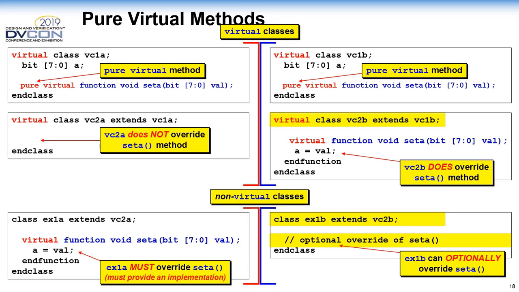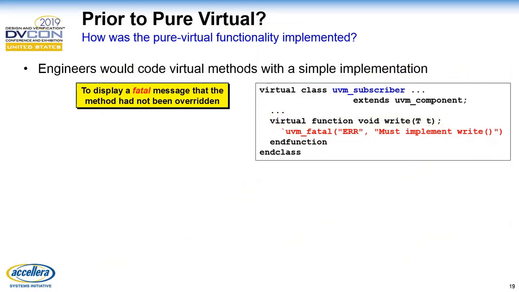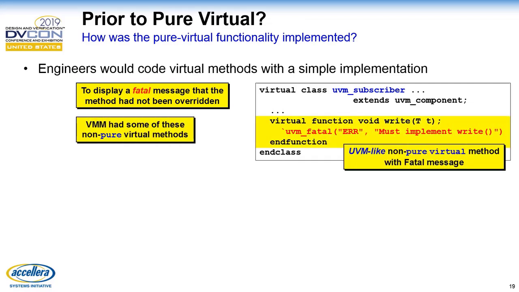Probably the most common example that we use inside of UVM is the UVM subscriber. UVM subscriber has, in the base class, a pure virtual write method that we're required to implement for analysis implementation ports. Prior to pure virtual, how was this handled in class-based verification methodologies? In the base virtual class, you would find some type of message inside of the virtual function that said, error, the virtual method has not been implemented yet, and it would abort the simulation. So it's kind of UVM-like, but it's not a pure virtual method. And VMM had some of these in that class-based methodology.